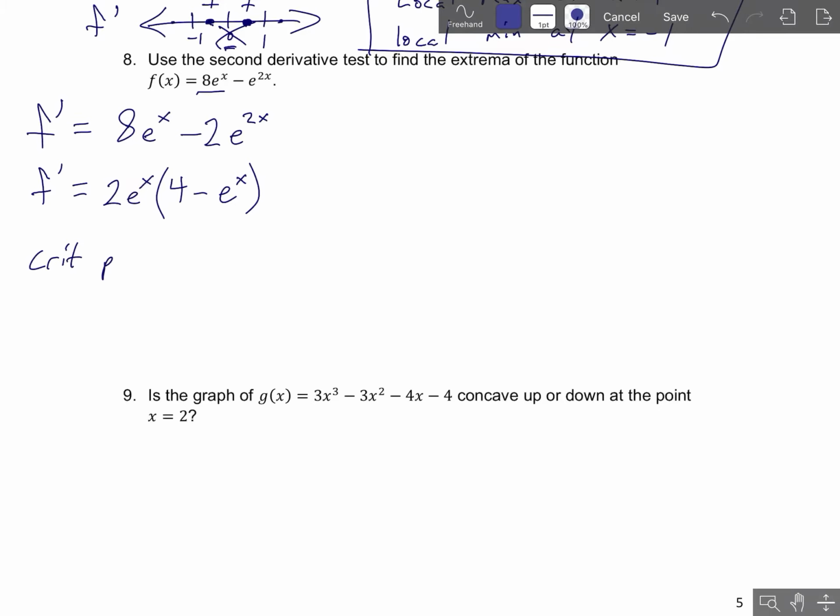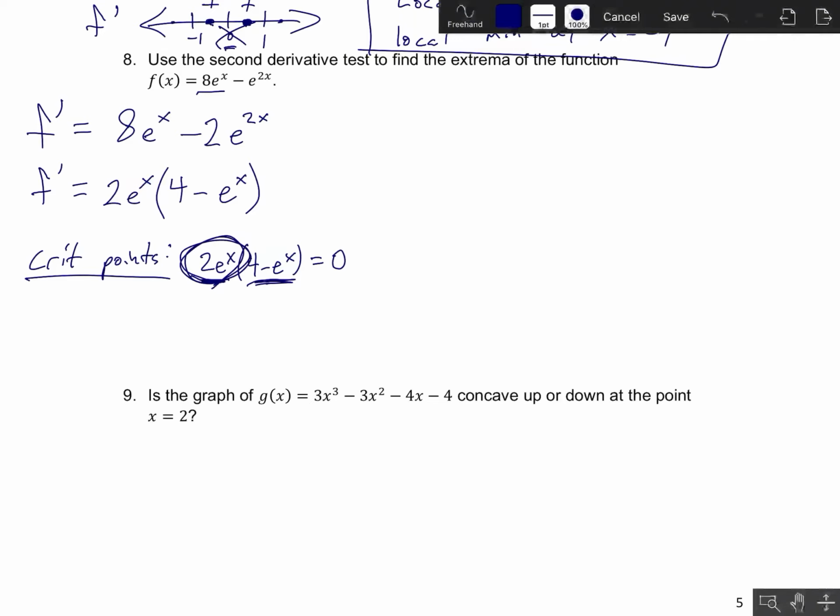So now if we're looking for critical points, we want to know when this thing is equal to 0. So we would set 2e to the x times 4 minus e to the x equal to 0. You just set the first derivative equal to 0, and then you solve that equation. Now here we have a product of two things. We have 2e to the x times this thing, and that's supposed to equal 0. But exponentials themselves are never 0. So this circled factor is never going to be 0.